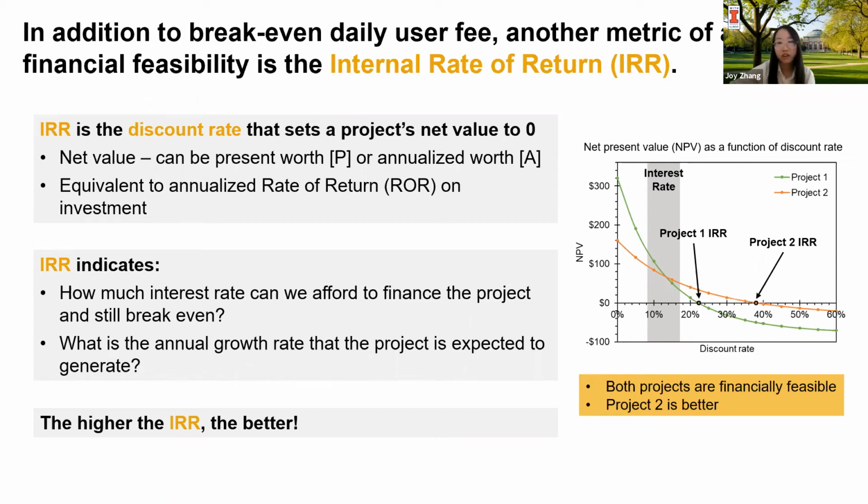And if we compare them to a range of interest rates we expect, they both are outside on the right-hand side of that range, meaning that both of these projects are financially feasible, and we can afford those interest rates to fund these two projects.